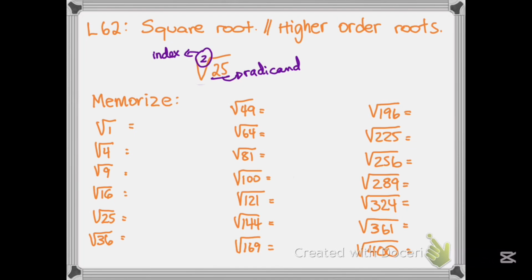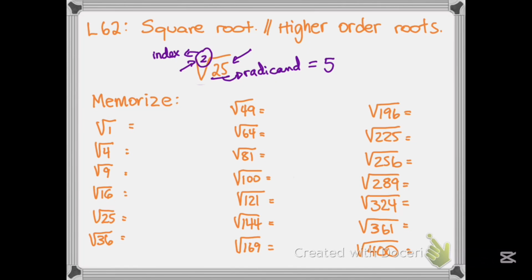So in this case, for example, that we have the square root of 25, what it's asking is which number multiplied by itself 2 times, the number on the index, 2 times, gives me the radicand 25. And so the answer would be 5. We will do more examples, but you do have to memorize these ones that are here on the screen. So write them down and memorize them.